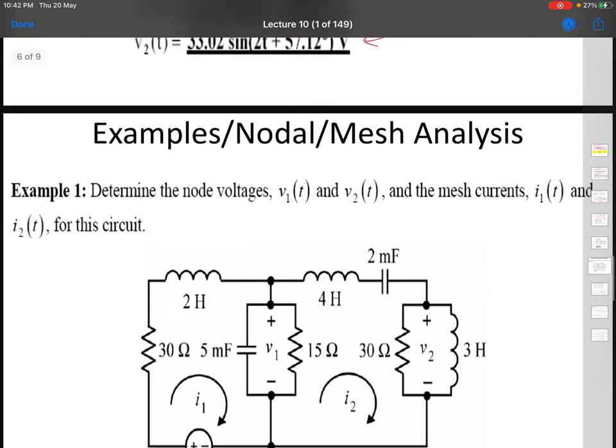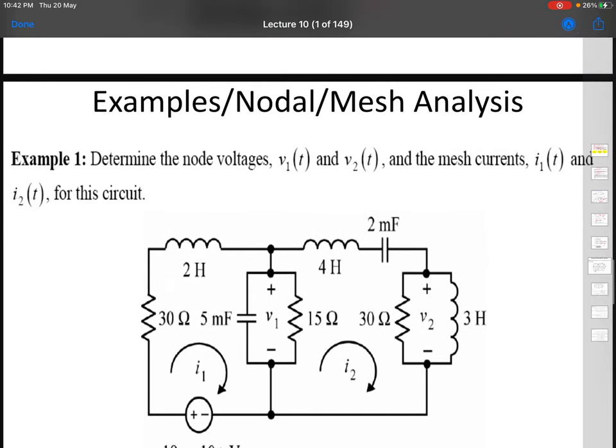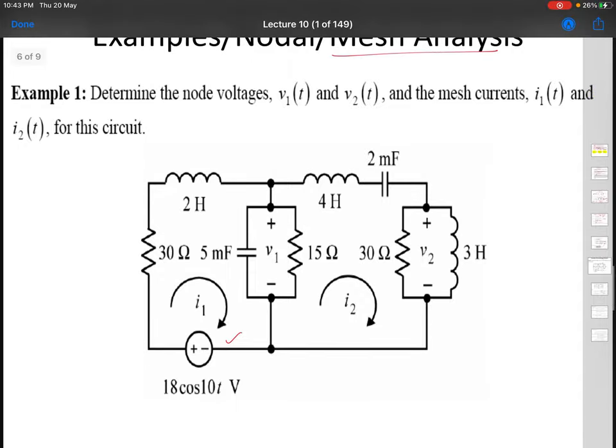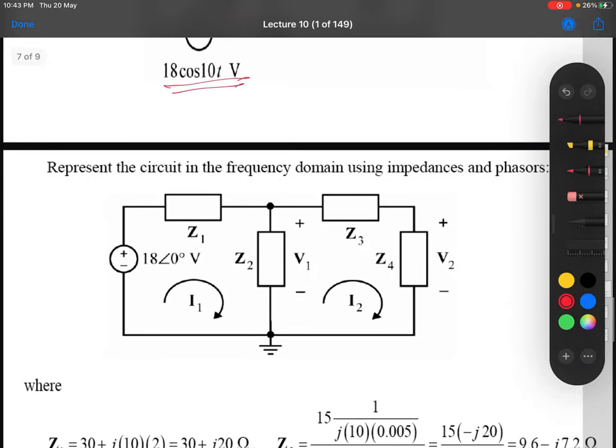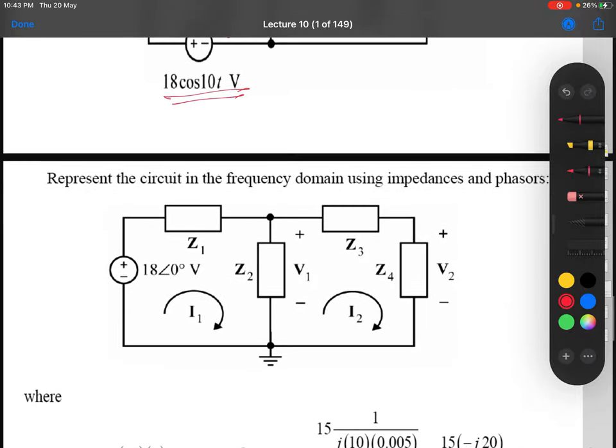Now let us take another example. This time we will do it for mesh analysis. And here again I have the time domain circuit. This is the voltage, and this is 30 ohm, this is 2 Henry, 4 Henry, the same kind of circuit we have seen. All the things are given in actual values, and to solve this, we first have to convert it into a phasor circuit. And this is what we are doing here.